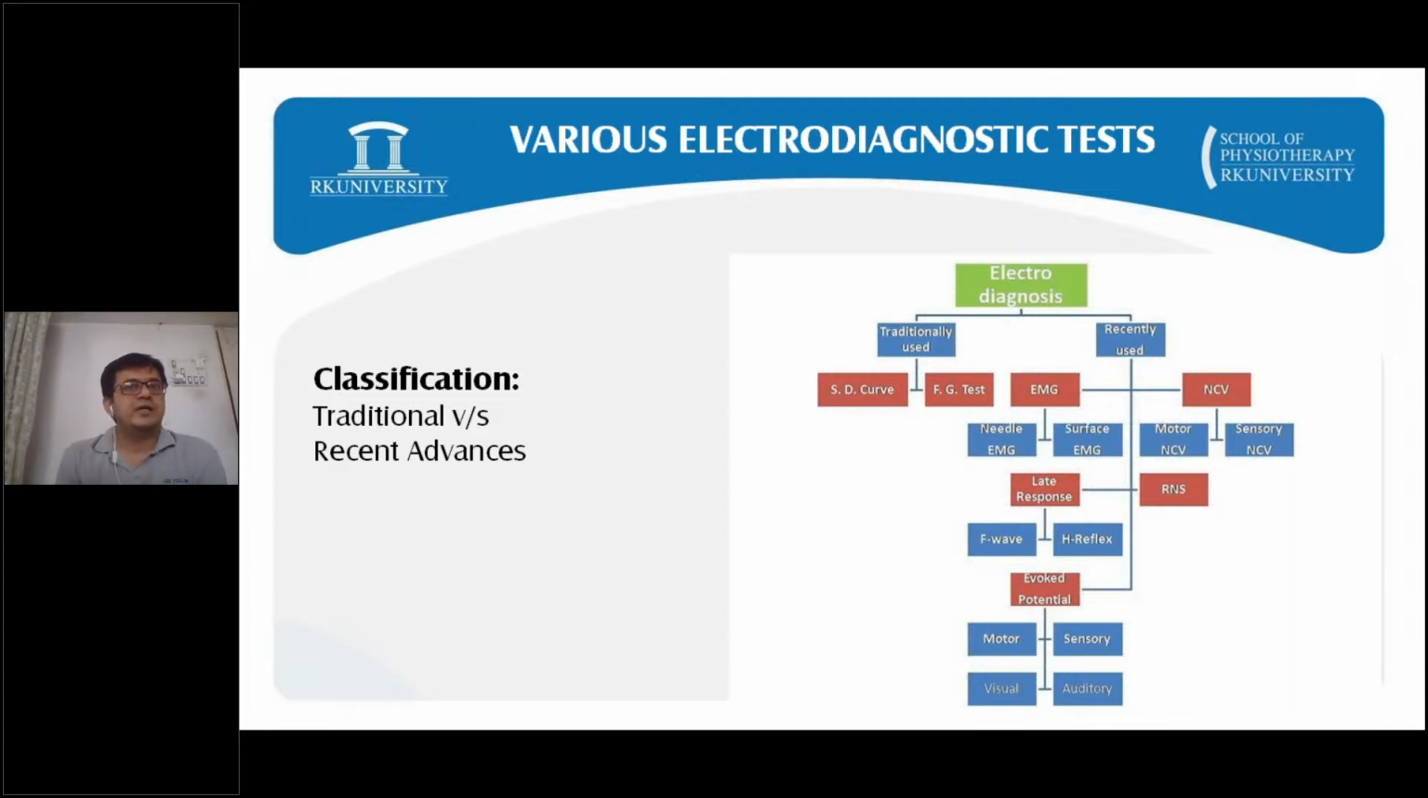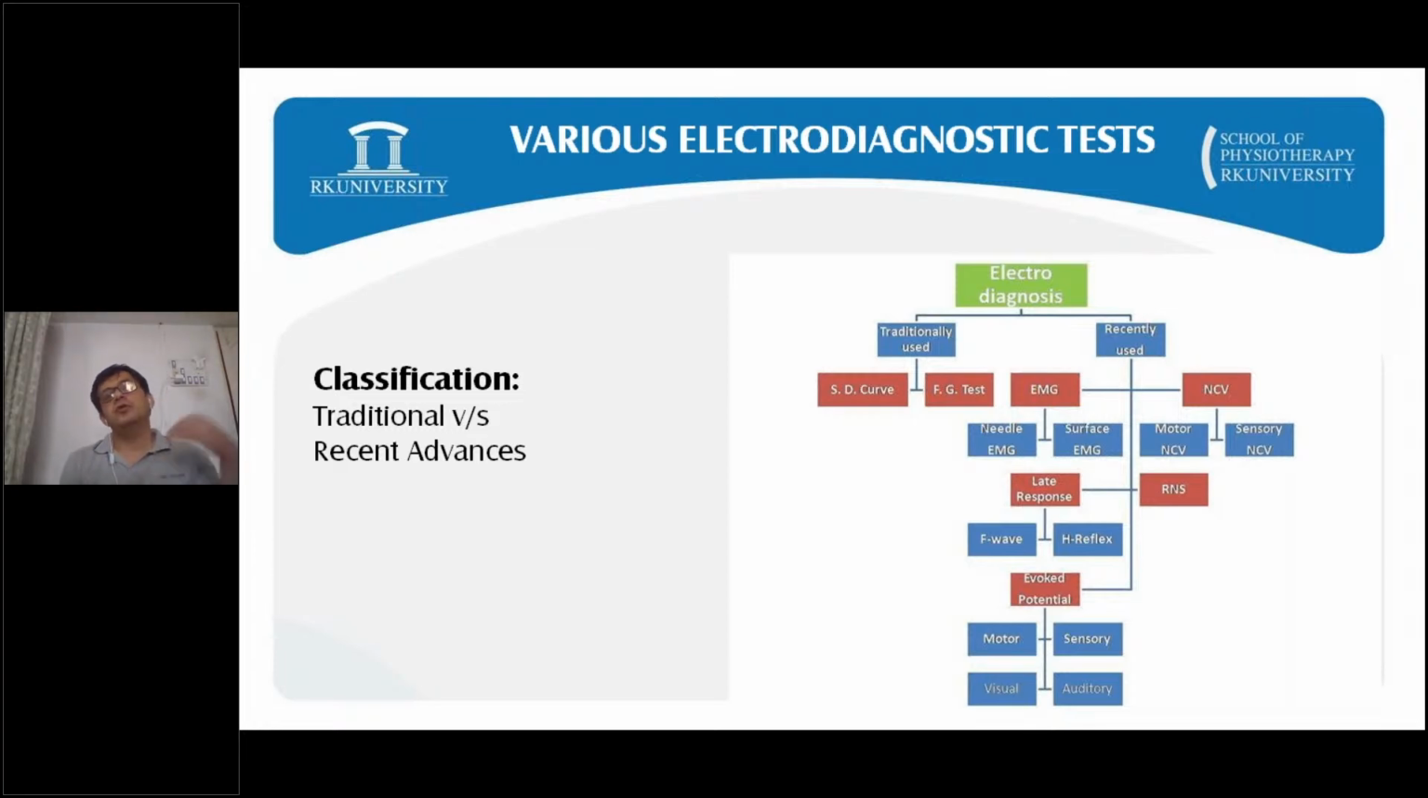If you suspect any patient with myasthenia gravis or Lambert-Eaton myasthenic syndrome, you need to go for RNS. Then you will have late responses. For example, the peripheral nervous system is over and the central nervous system is starting. The interface between the central nervous system and peripheral nervous system is nothing but the roots. If the patient has radiculopathy, that is a problem at root level. For that we have the H reflex and F wave.